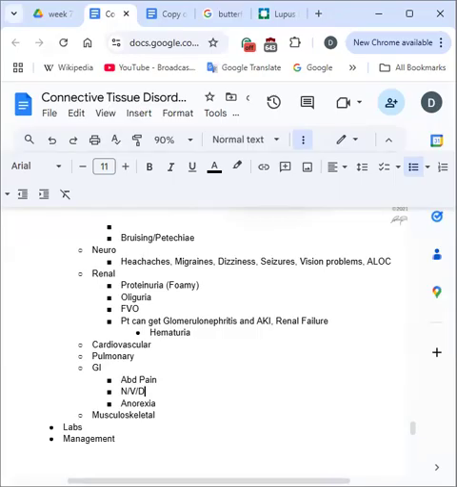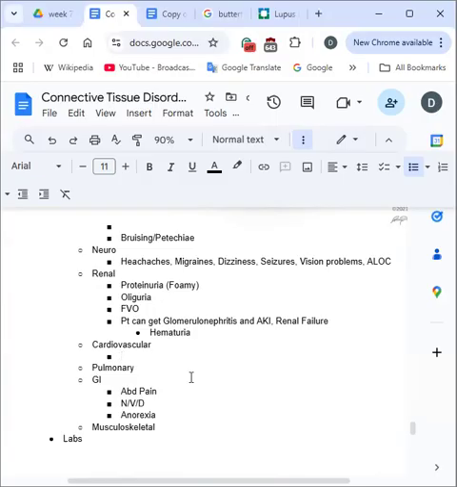A lot of these you can attribute to the vasculitis, so a lot of this is very generic. But what is the bad thing that can happen with your renal? What's the bad thing that can happen with your GI, pulmonary, and it's probably in there. So it's not a fun condition.